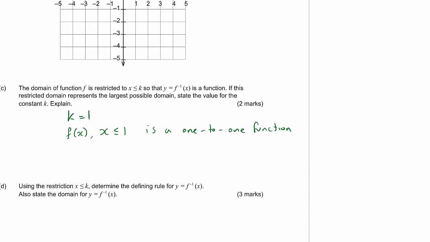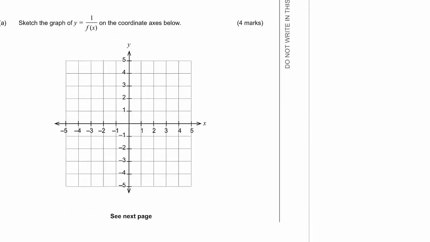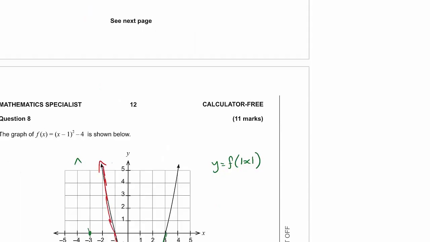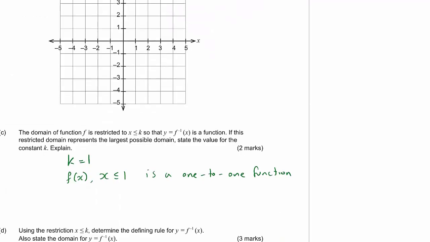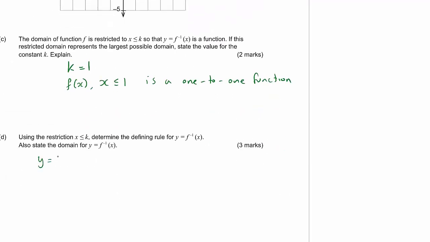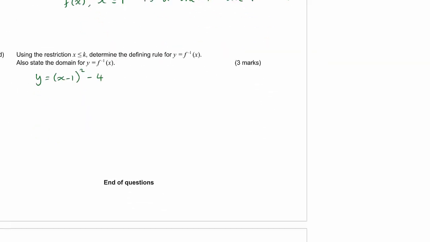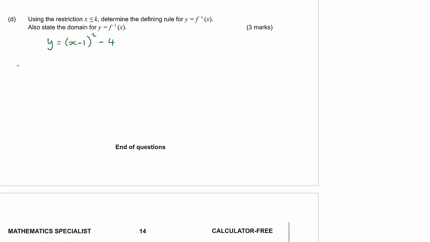Using the restriction that we had in part C, determine the defining rule for the inverse. So let's just try and remember what our function was. It was this. So (x minus 1) all squared, take away 4. So we'll say y is equal to (x minus 1) all squared, take away 4. And then finding a rule, we always do the same thing. We're going to interchange x and y. So x is equal to (y minus 1) all squared, take away 4. And now we want to make y the subject.